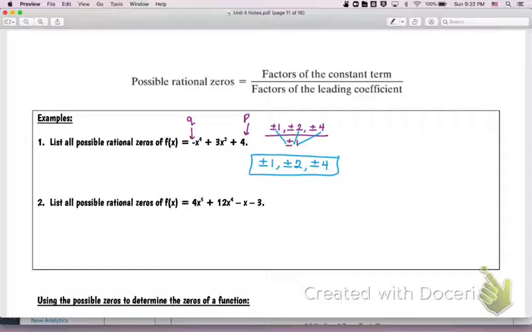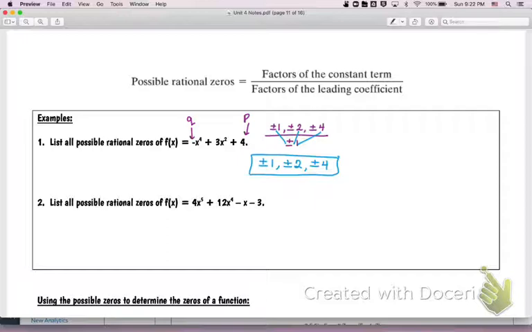So what does that do for us? Well, instead of guessing at what factors could possibly go into this function, I've narrowed it down to only 6 possibilities. Yes, I might have to do a little bit of guess and check, but instead of guessing blindly and infinitely many times, I only need to guess x plus 1, x minus 1, x plus 2, x minus 2, x plus 4, x minus 4. We've just narrowed it down significantly.